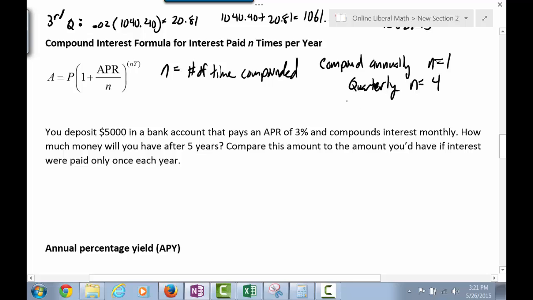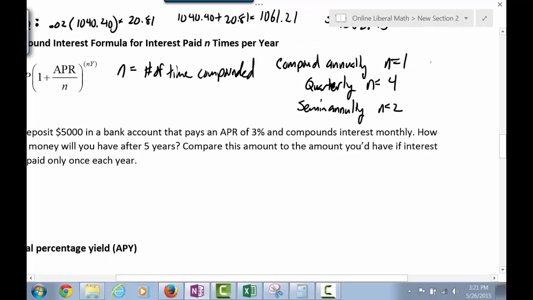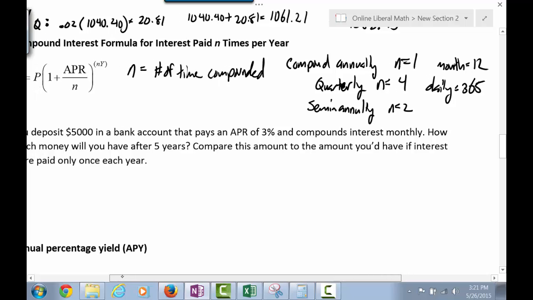If they say compound semi-annually, that's twice. If they say monthly, that's 12 times. Daily, typically treat as 365. So you want to watch out for those key terms when you're working out various problems with this.